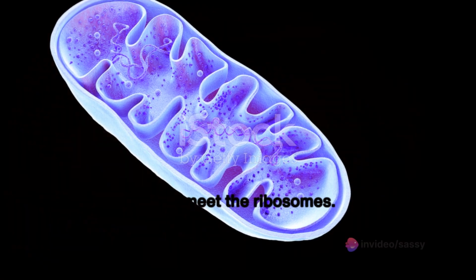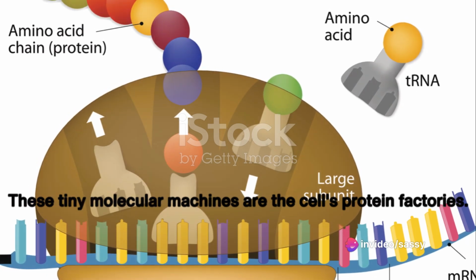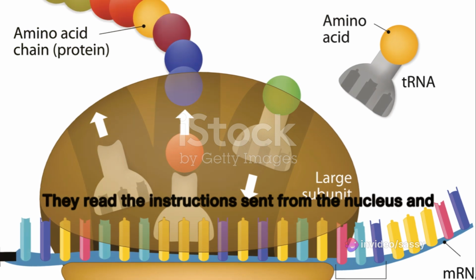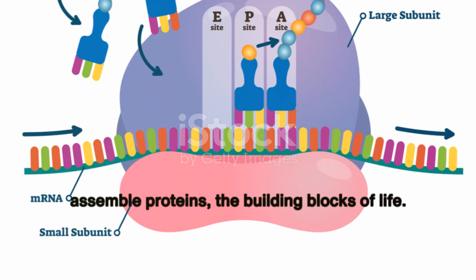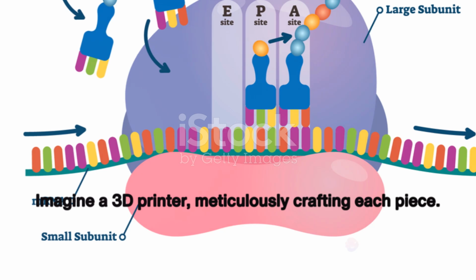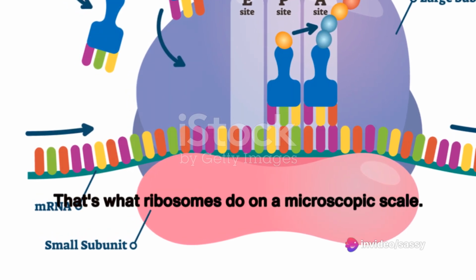That's your mitochondria. Next, meet the ribosomes. These tiny molecular machines are the cell's protein factories. They read the instructions sent from the nucleus and assemble proteins, the building blocks of life. Imagine a 3D printer, meticulously crafting each piece. That's what ribosomes do on a microscopic scale.